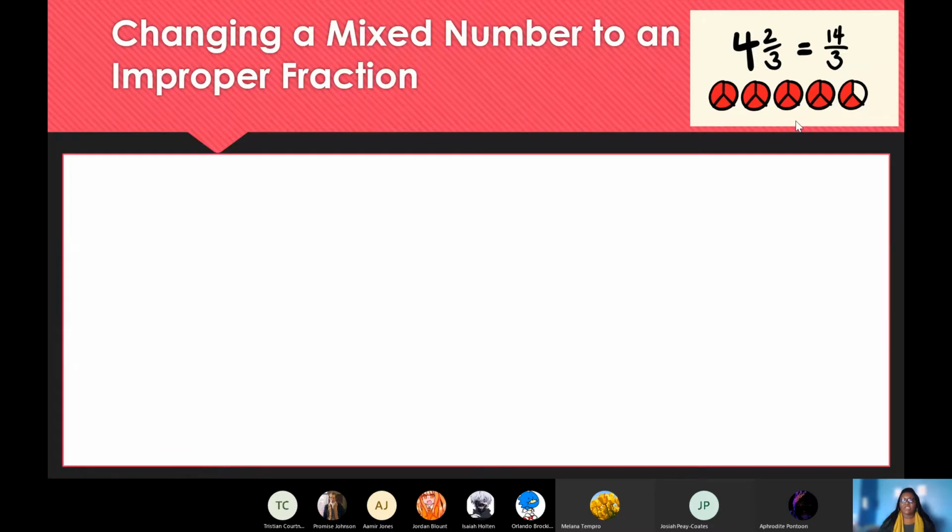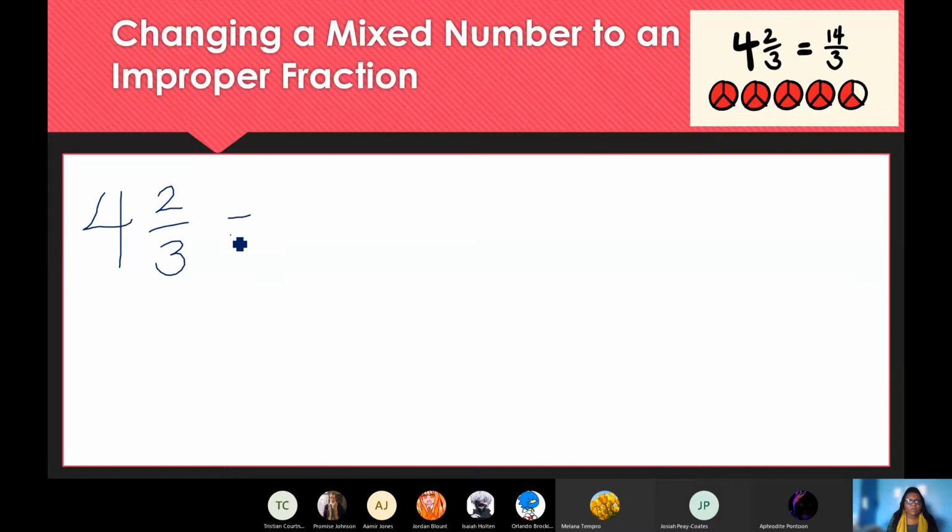So we're going to change a mixed number to an improper fraction. So if you could write that title there in your notes. And the first example we want to do, you see an example written up there. If you have time, I would write that one down. Let's actually do that one together. How did I find out that 4 2/3 is equal to 14/3?